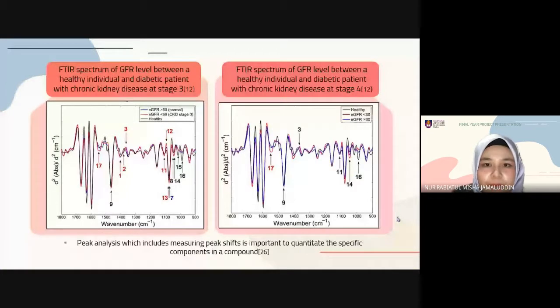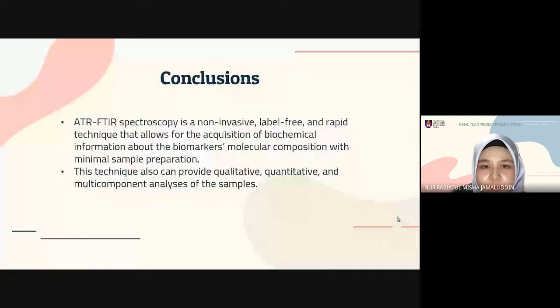To wrap up my presentation, FTIR spectroscopy is a non-invasive, label-free, and rapid technique that allows for the acquisition of biochemical information about the biomarker's molecular composition with minimal sample preparation. This technique also can provide qualitative, quantitative, and multi-component analysis of the samples.